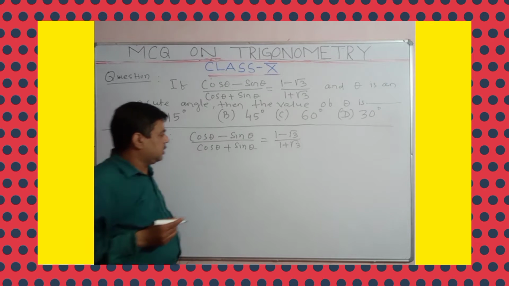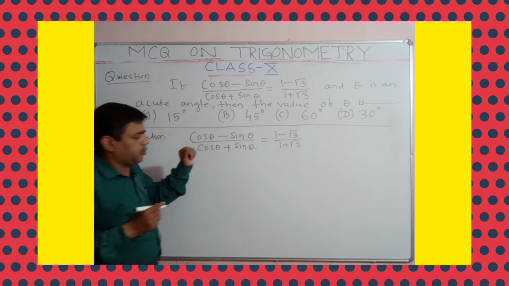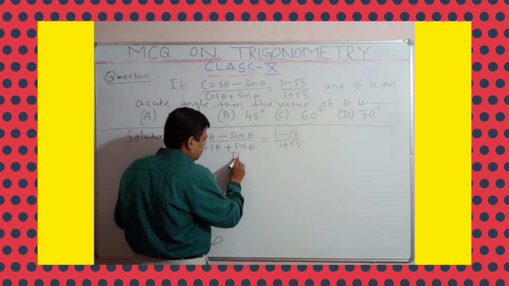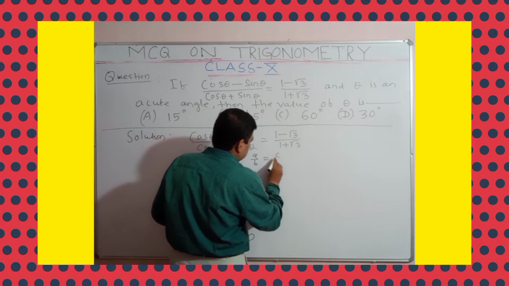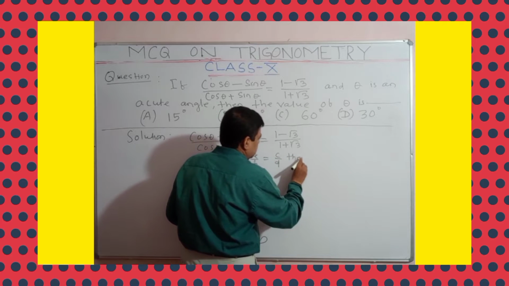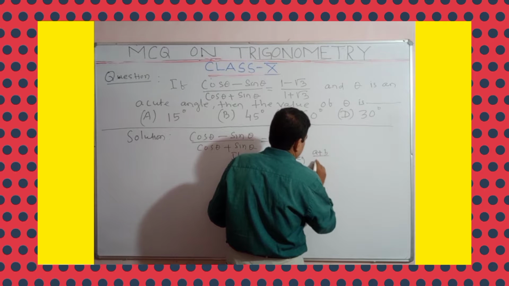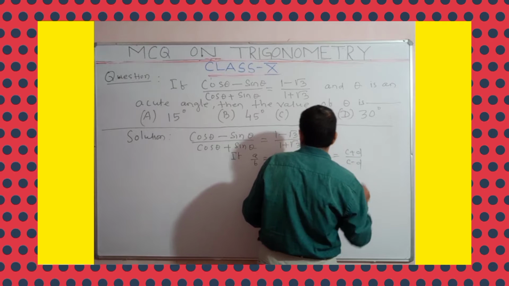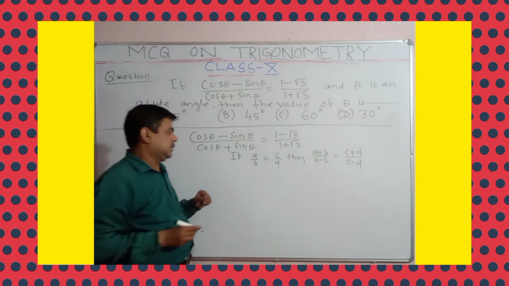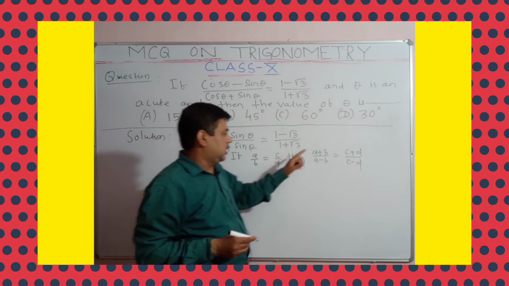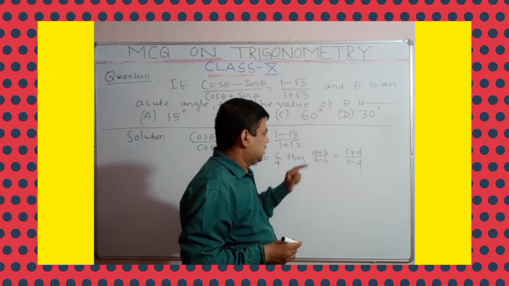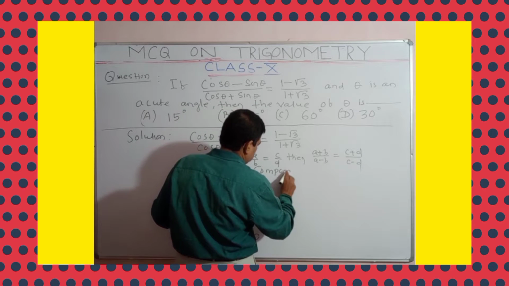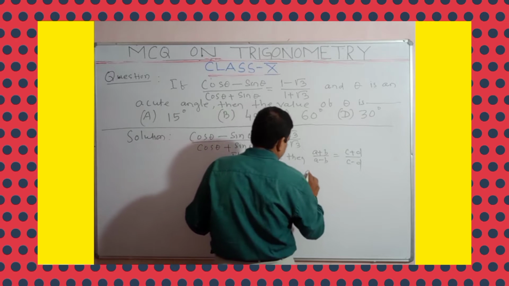Here we can solve it by using the property of the proportion. One of the properties of proportion we know: if A upon B is equal to C upon D, then A plus B divided by A minus B is equal to C plus D divided by C minus D. If A by B is equal to C by D, it means A, B, C, D are in proportion, then A plus B upon A minus B is equal to C plus D by C minus D. It is called what? We know, componendo and dividendo.